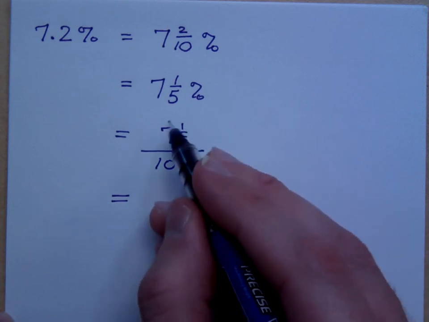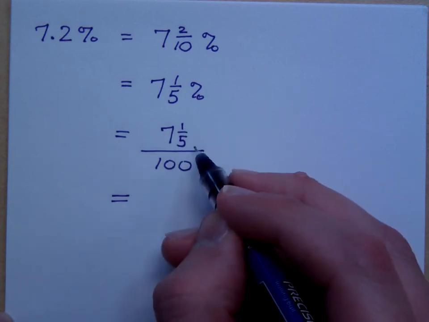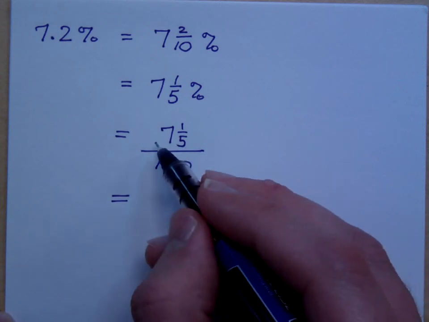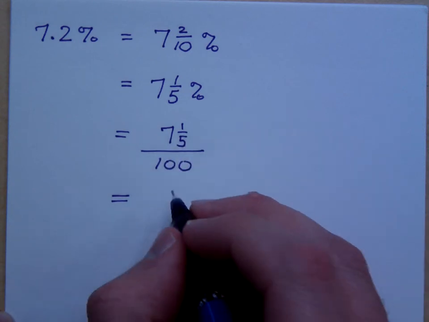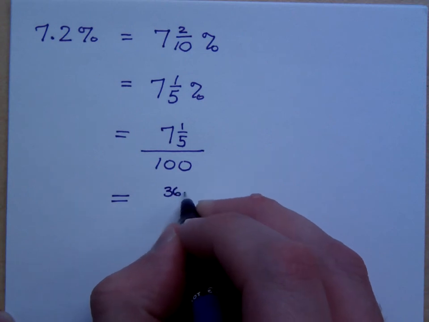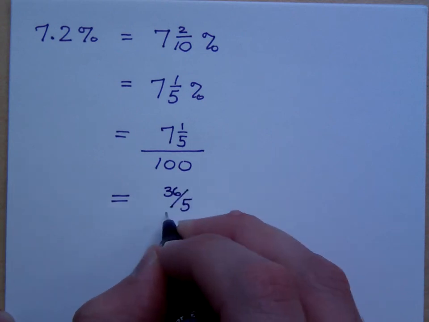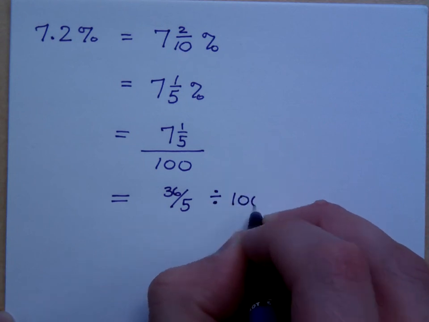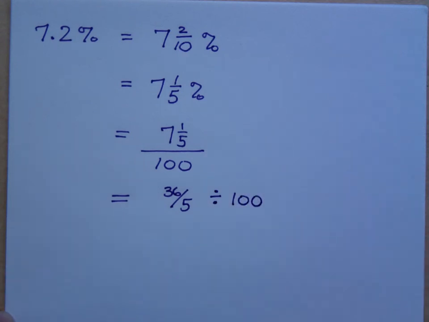So when I do this, how do I convert this to an improper fraction? 5 times 7 plus 1. So what do you have? So 36/5. I'm going to do this for you. This is all divided by 100, right? So I wrote it a little bit differently, but for a good reason. How do I divide a fraction by a number?